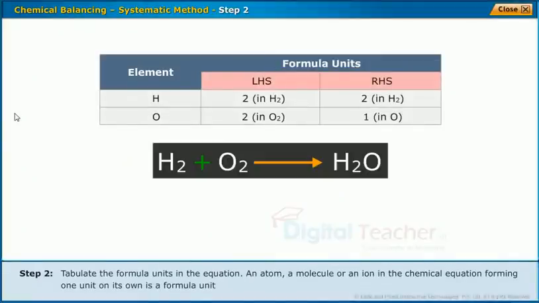Step 2. Tabulate the formula units in the equation. An atom, a molecule, or an ion in the chemical equation forming one unit on its own is a formula unit.